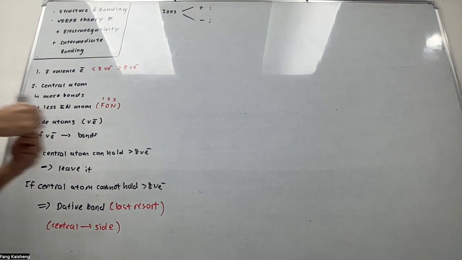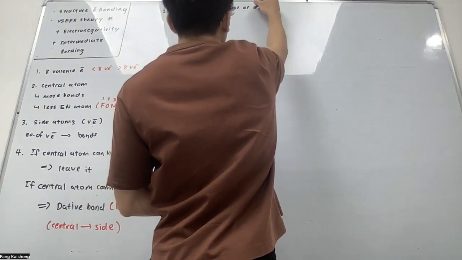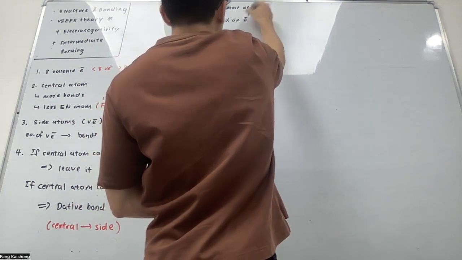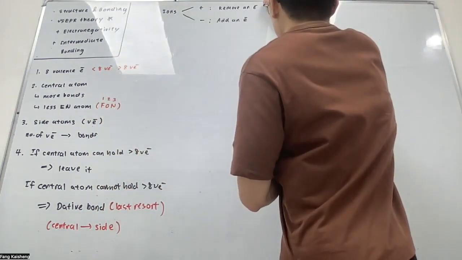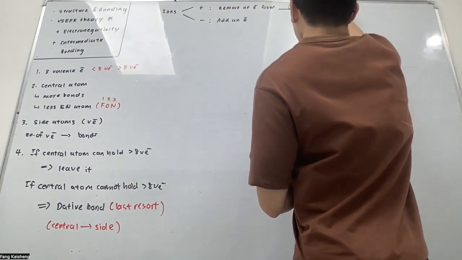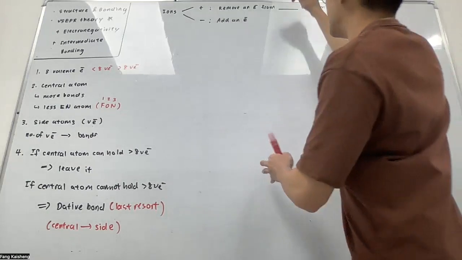Remember, I'm pretty sure you guys still know that plus charge means you remove an electron. Minus charge means you add an electron. But the issue is, who do you remove an electron from? Can you remember? You remove an electron from the more or less electronegative atom. The less. Because in this case, you want to remove from the less electronegative atom, it is easier.